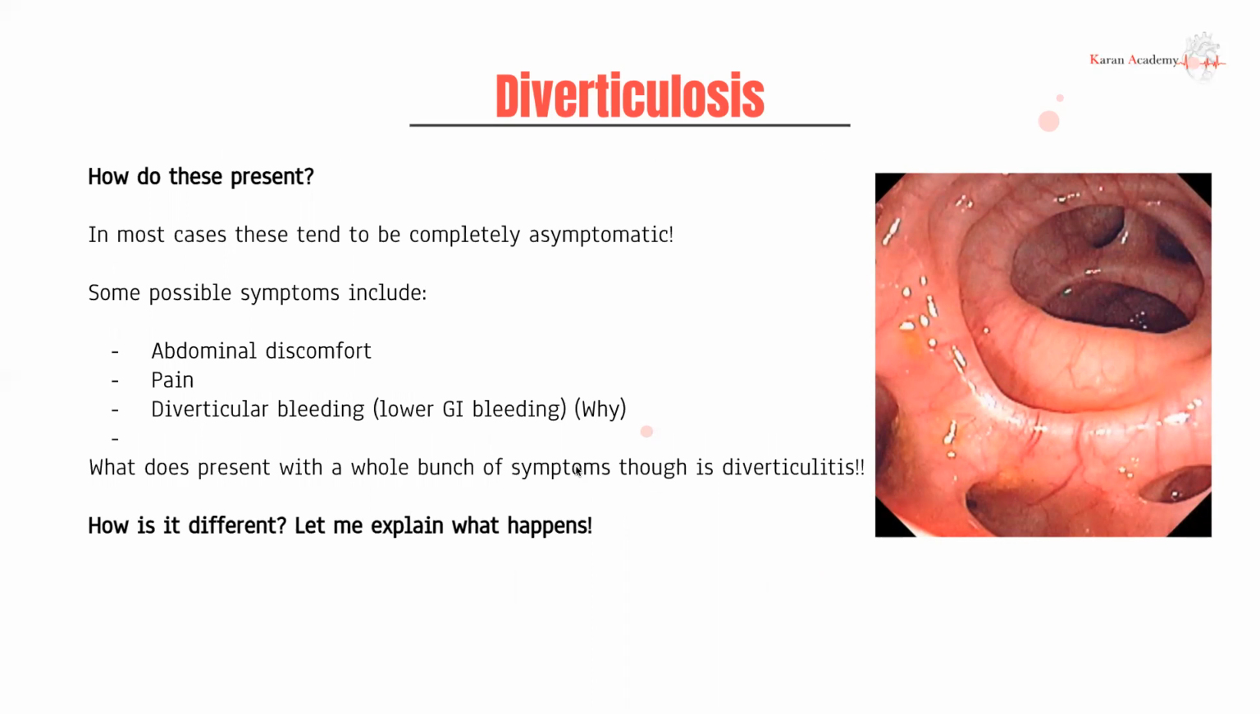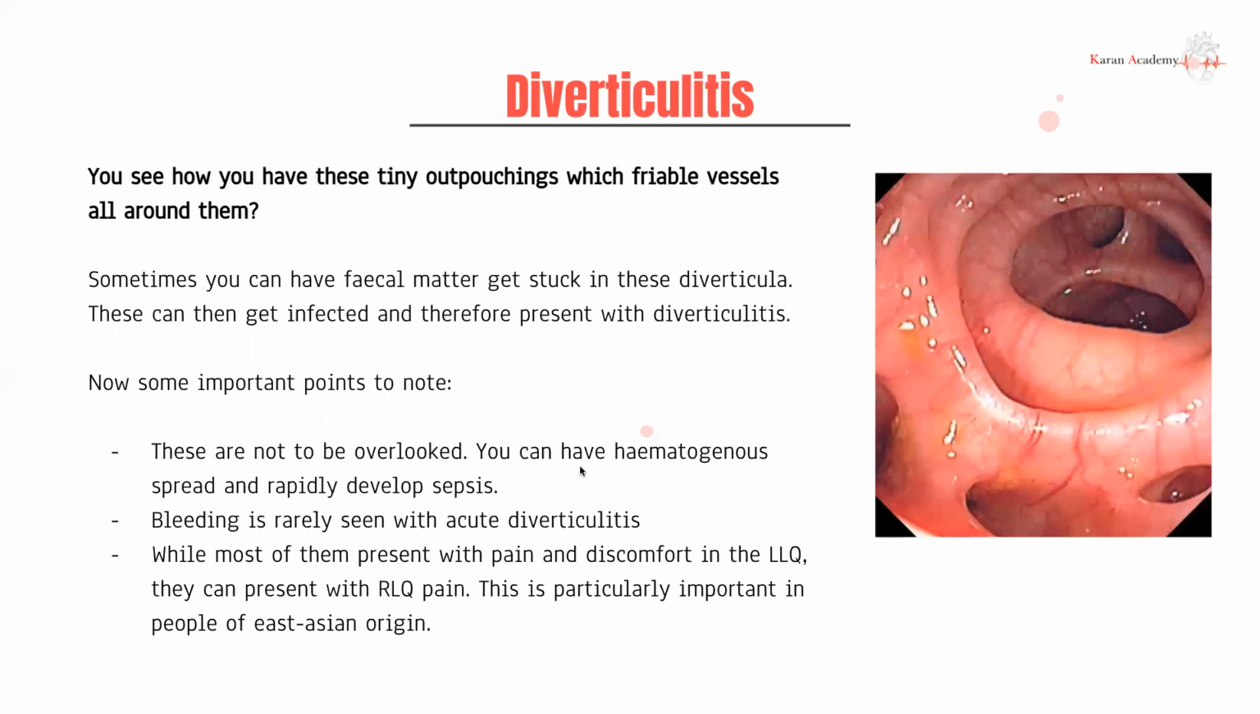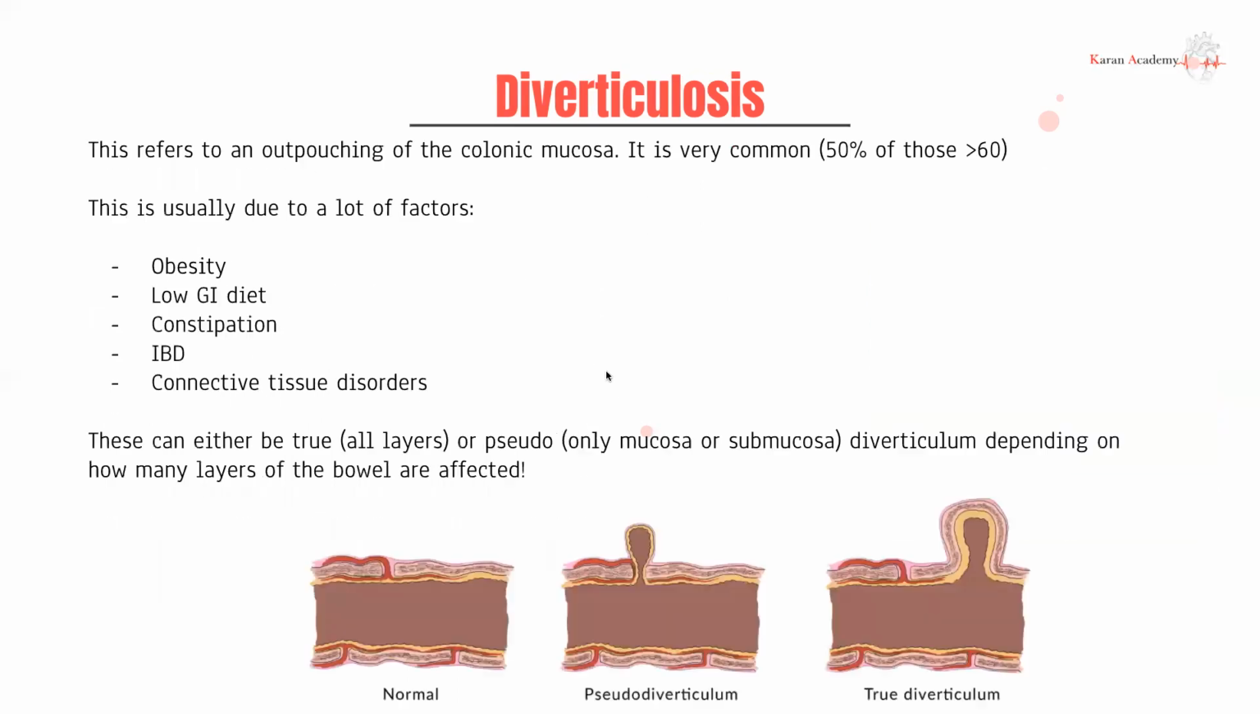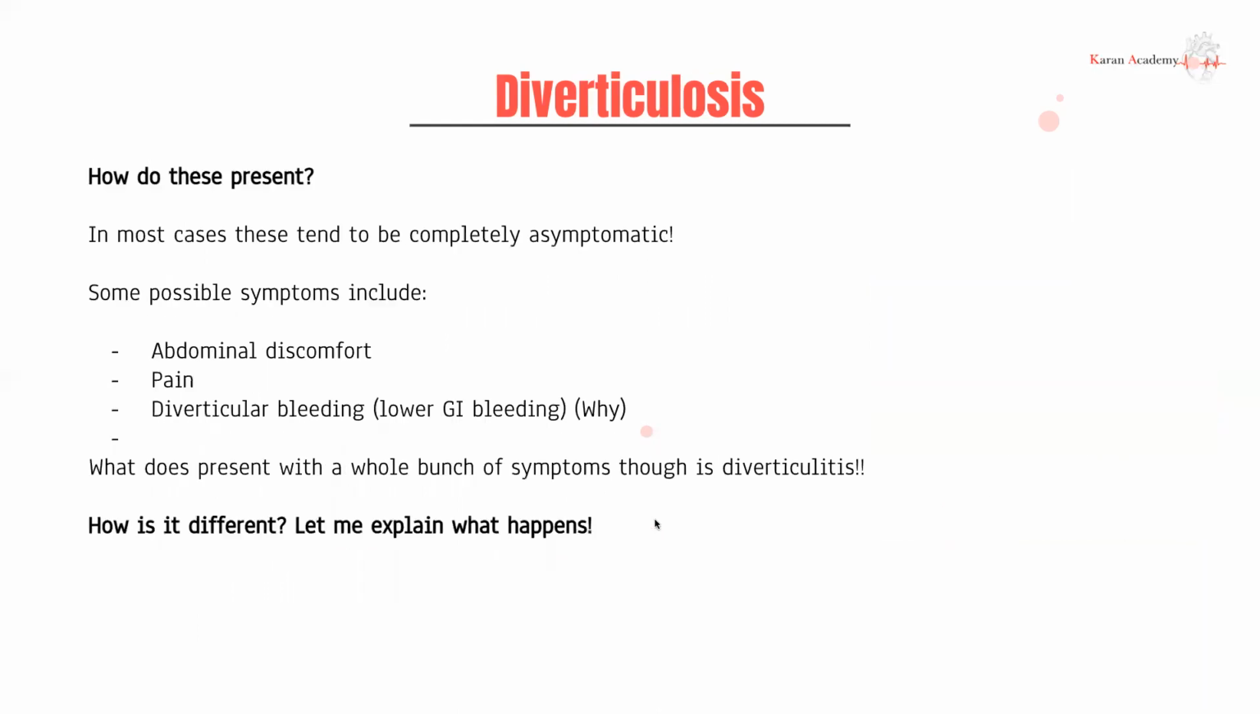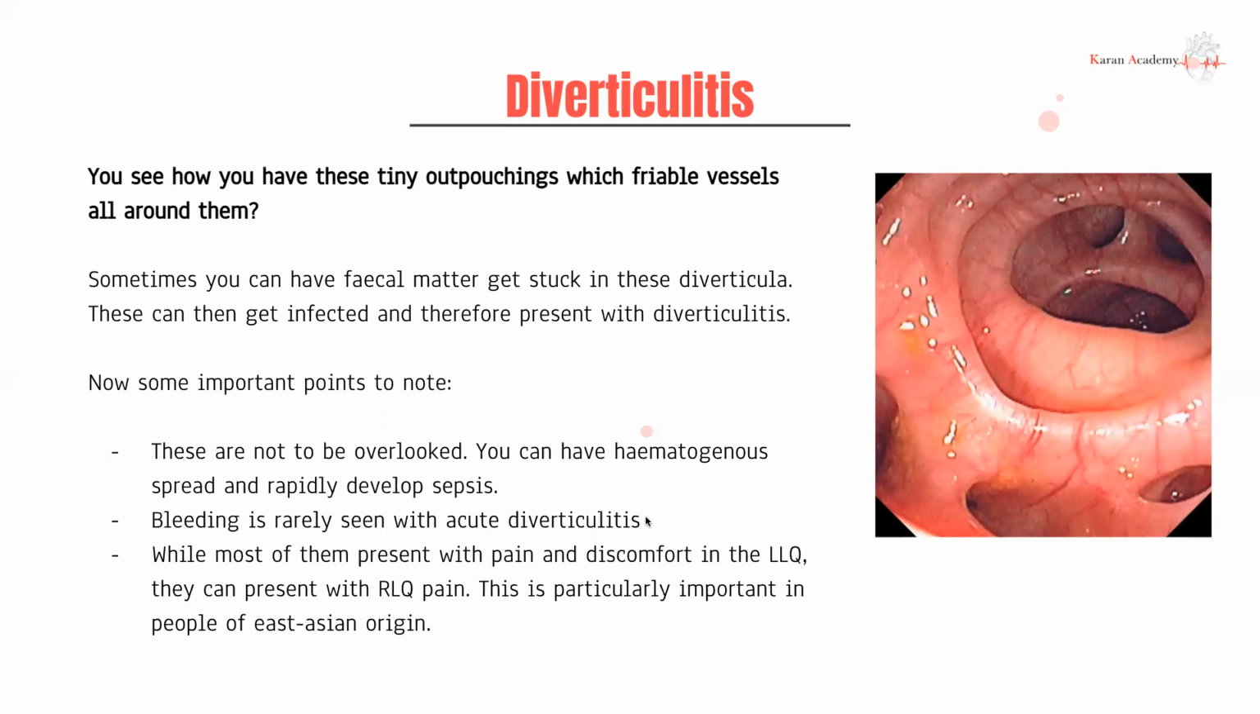Now let's talk about diverticulitis and how it is different. So you see how these outpouchings exist, right? As fecal matter passes through them, you can often have stool getting stuck in these openings. And as you can see, it's a one-way passage, right? There's nowhere for the stool to go outside of this.